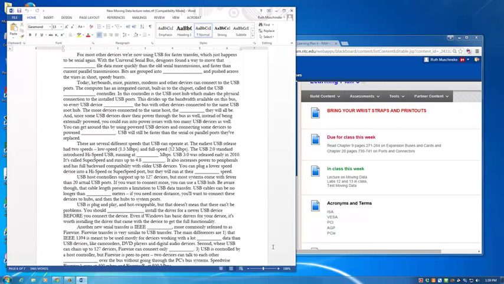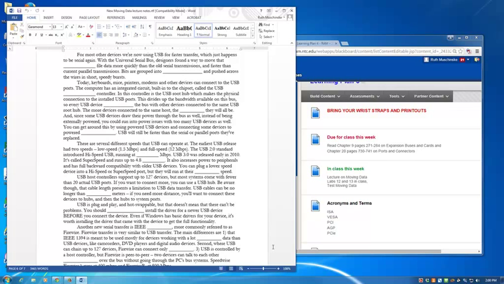USB is plug and play and hot swappable, but that doesn't mean that there can't be problems. You should always install the driver for a newer USB device before you connect the device. Even if Windows has basic drivers for your device, it's worth installing the driver that came with the device in order to get its full functionality.